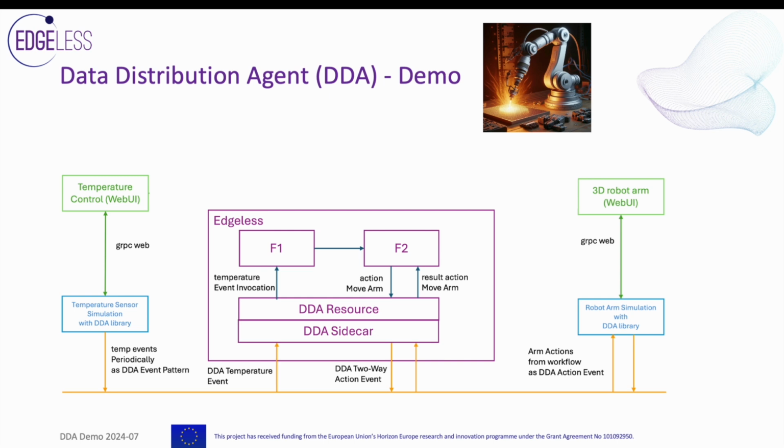Finally, on the right, we see how the robot arm simulation communicates with the rest of the system, and it also has a web UI to show how the arm moves. On the bottom, we see an orange line, which demonstrates the overlay network created by DDA.